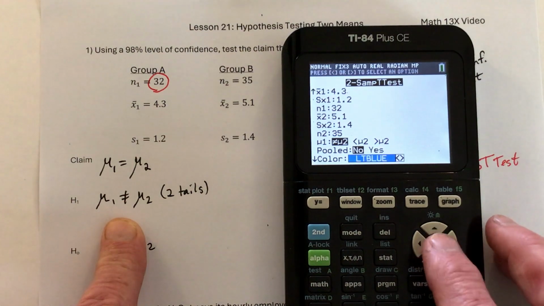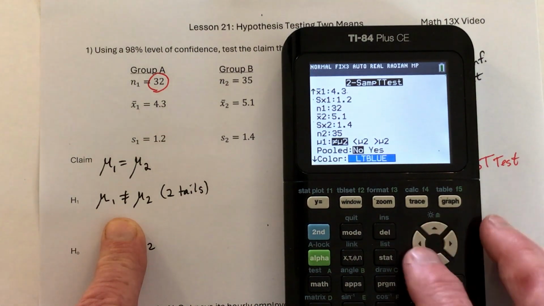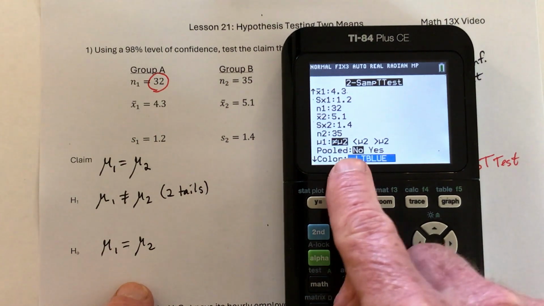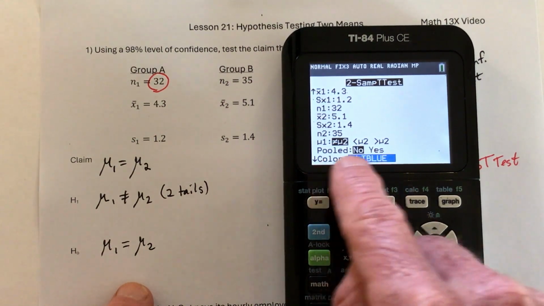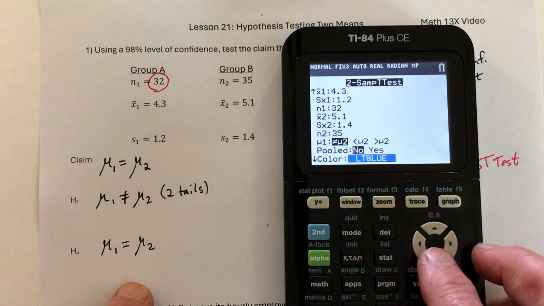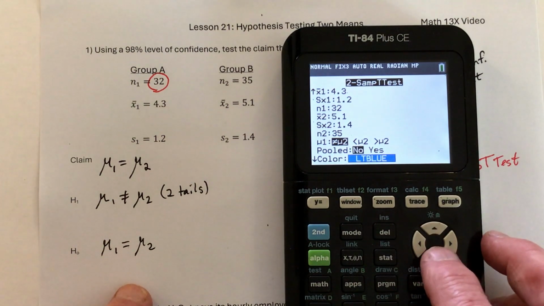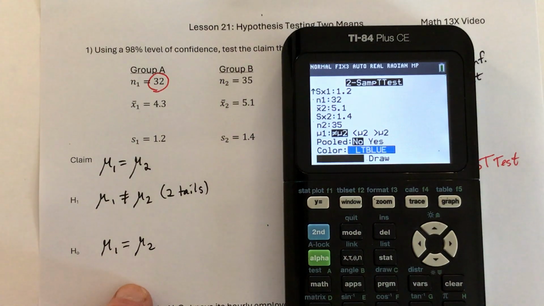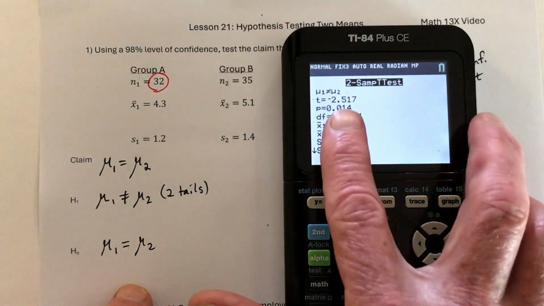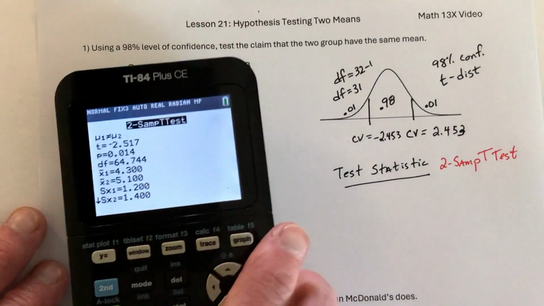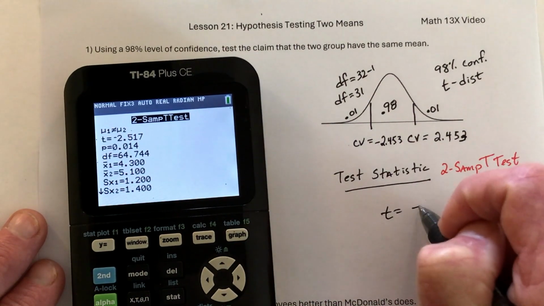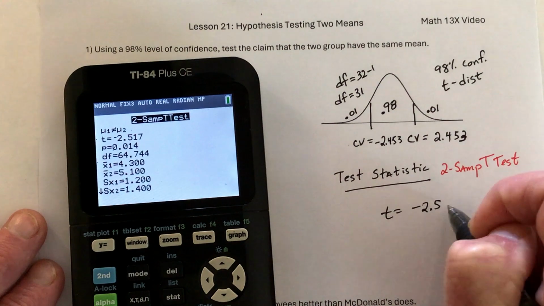Now on this part that says pooled, always say no. So this is something from several years ago that statisticians stopped using, but the TI calculator still has it in it. So always say no on the pooled. And then calculate. And the test statistic is t equals a negative 2.517.